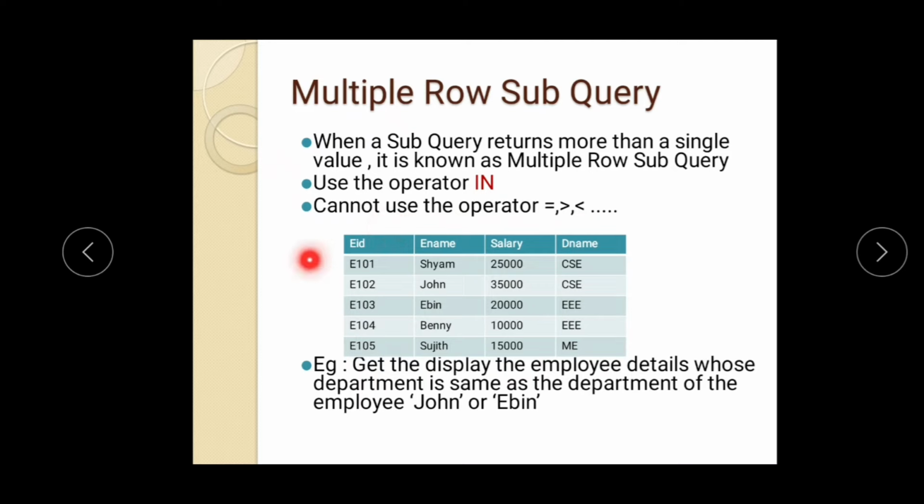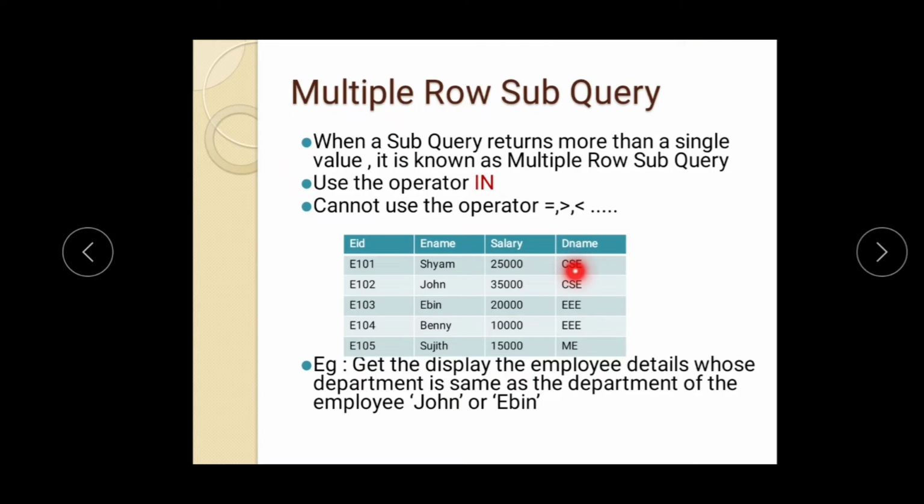Here we are going to see an example. The same table we have seen previously. The only thing is we are going to add one more column, which is department name. They have asked us to display the employee details whose department name is the same as the department of employee John or Eben. This means we want to display the details of employees whose department is the same as the department in which Eben and John are working.